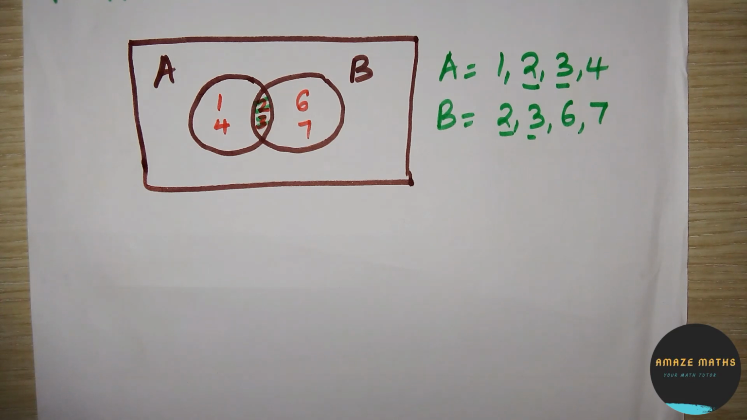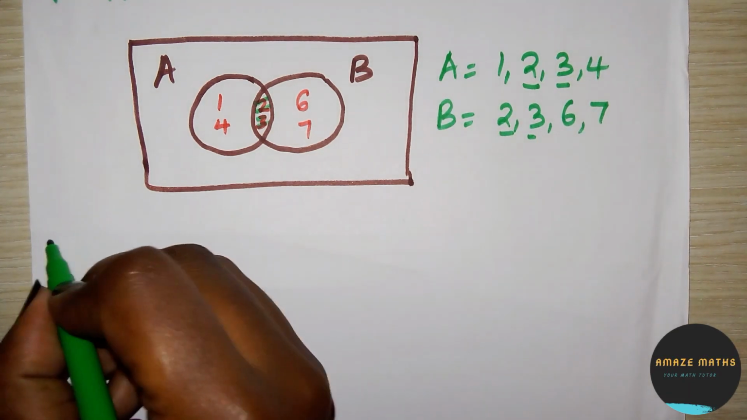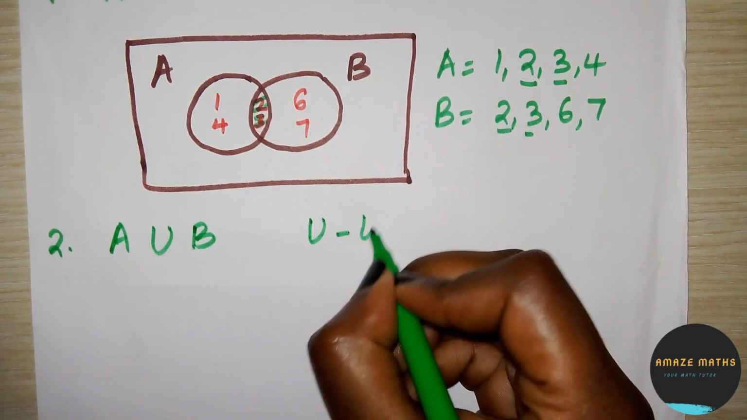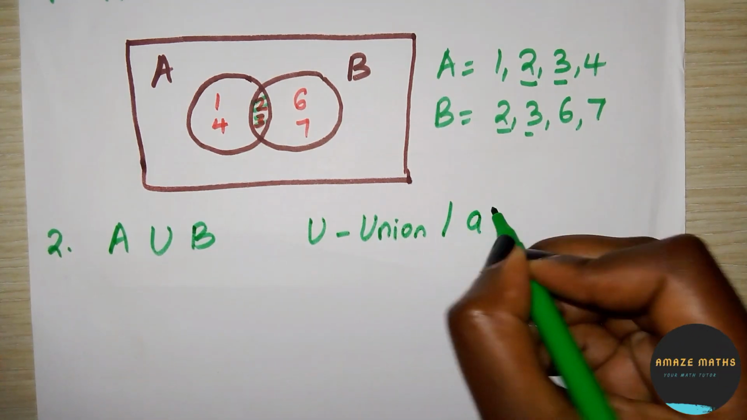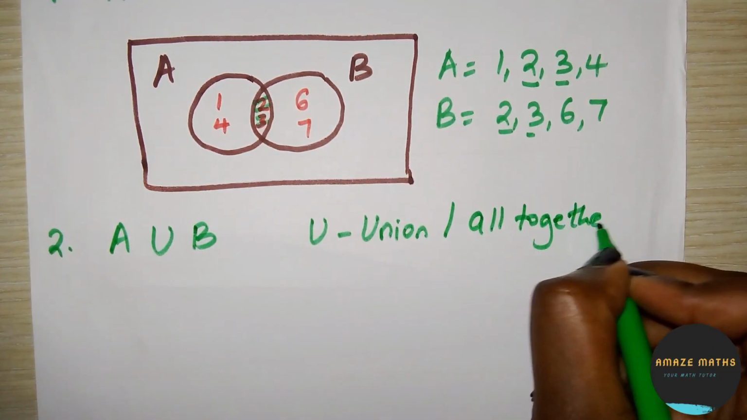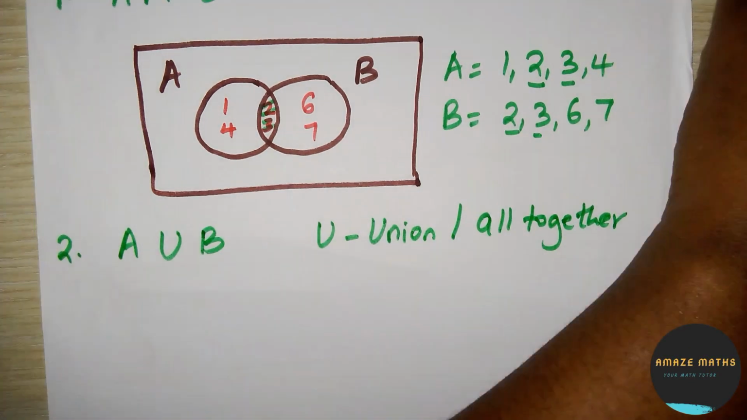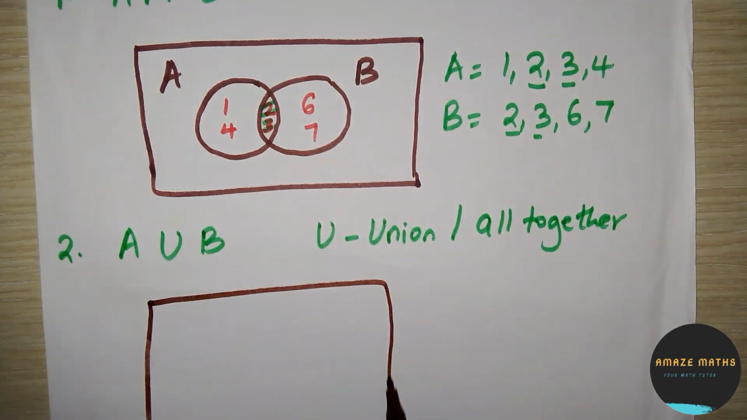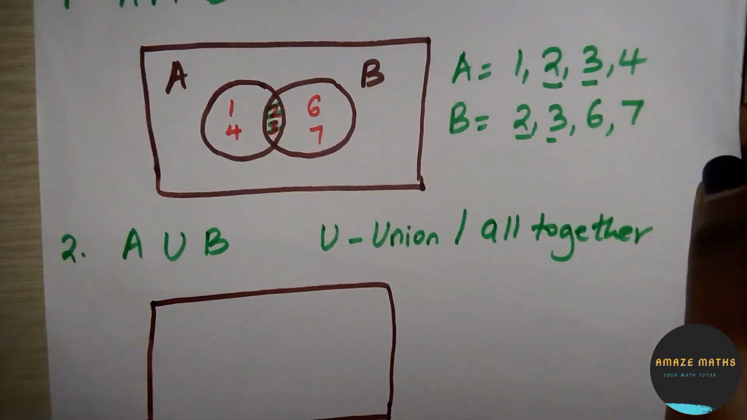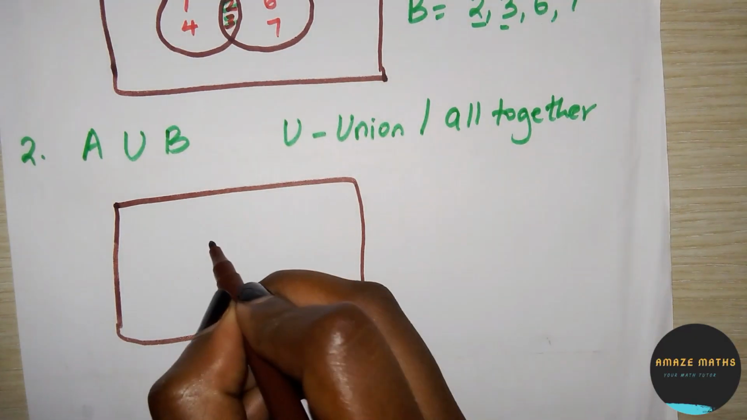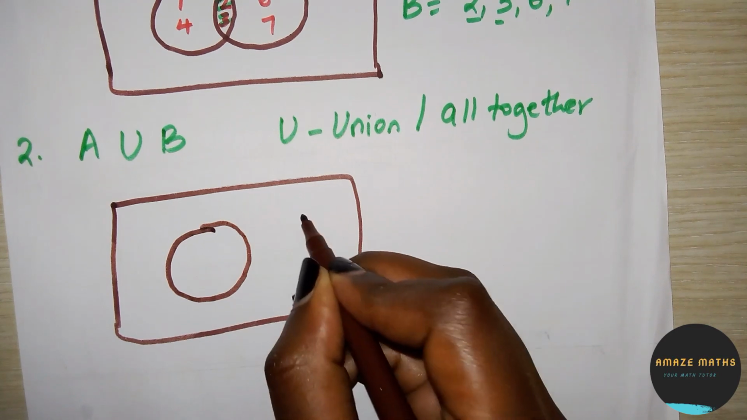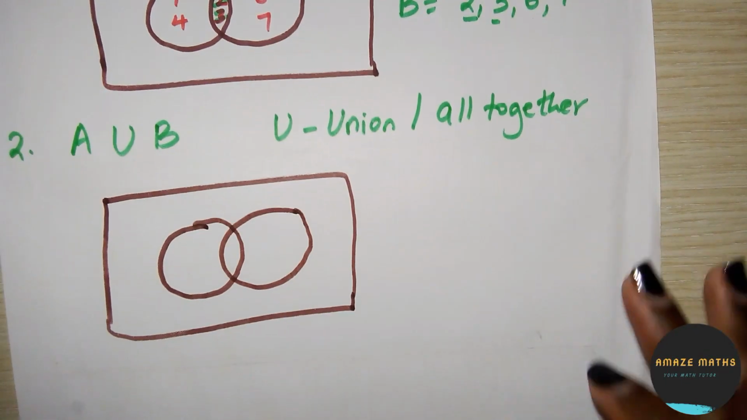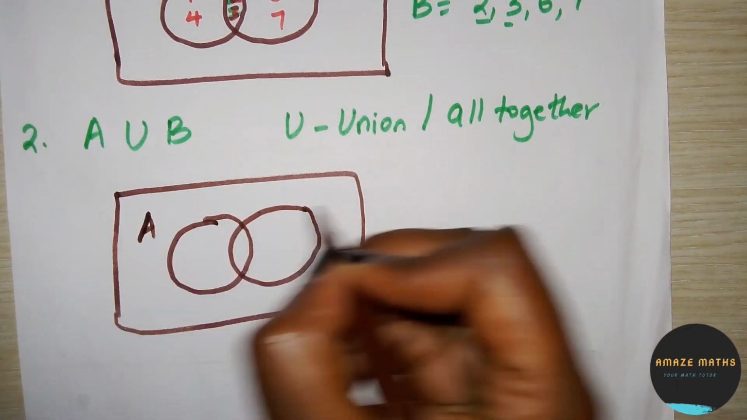Now we can move on to the second one, number 2, A union B. This one is union, or all together, so all the members in both sets. Okay, so we have the universal set, and then we have A and B. We're still going to use the same numbers.